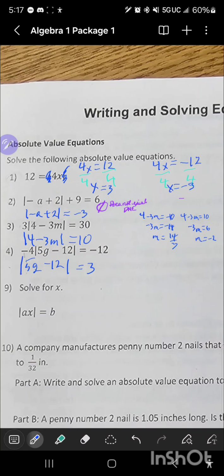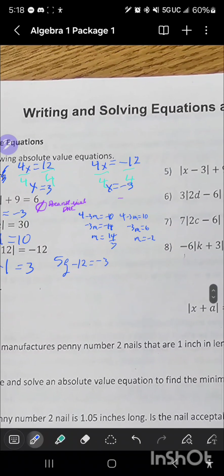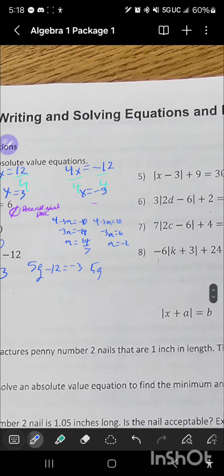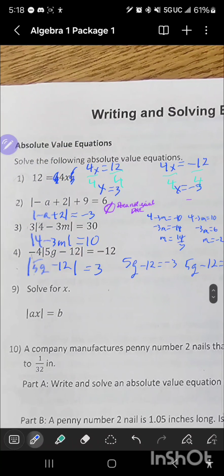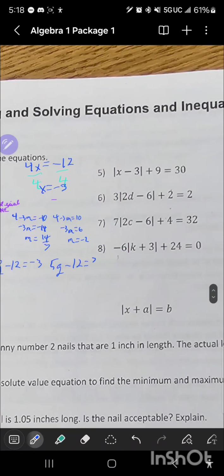Now that we already have the absolute value on one side and the integer on the other, we just set the equation equal to the negative and the positive integers. So 5g minus 12 equal -3, and 5g minus 12 equal 3. I'm sorry.